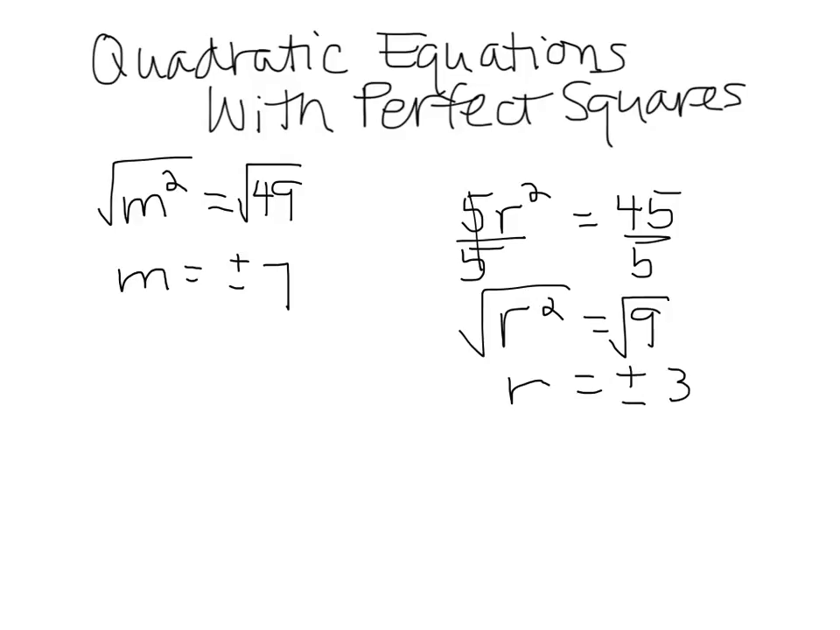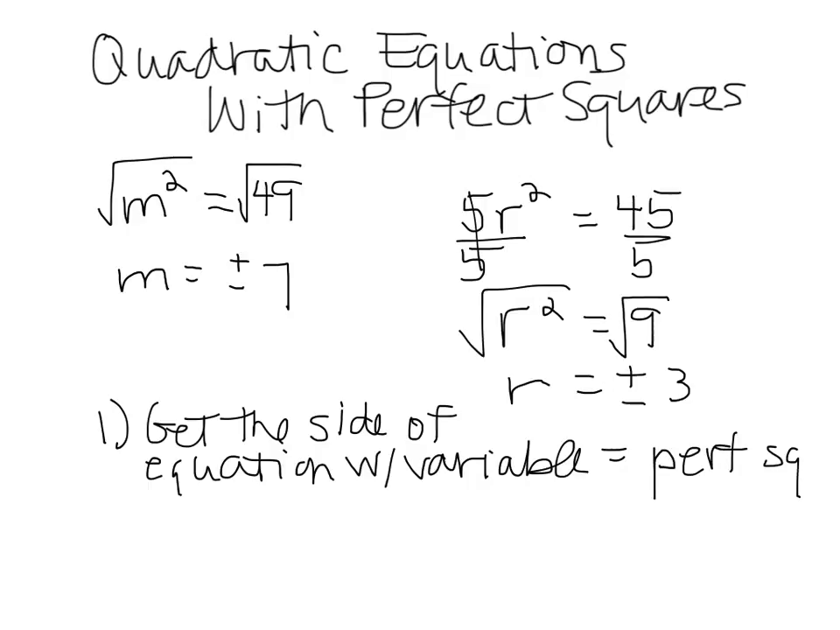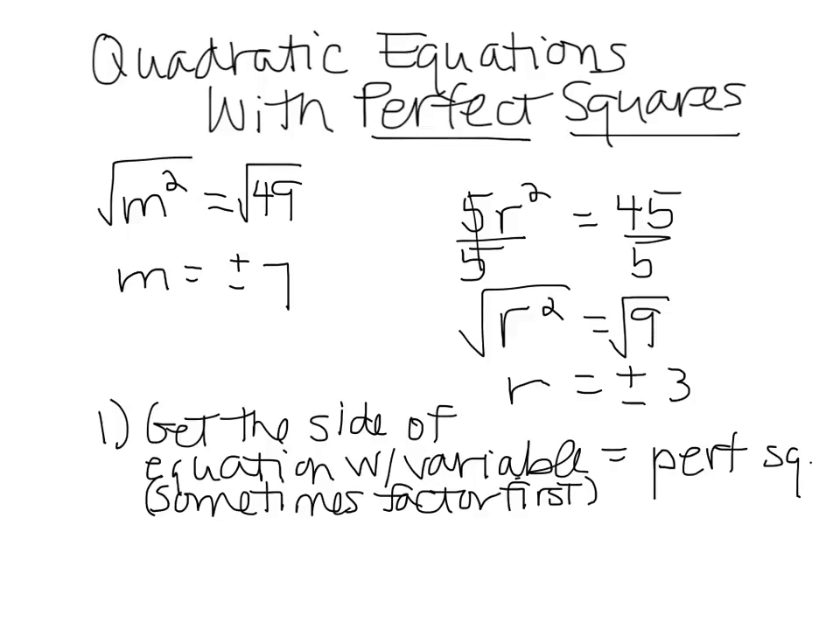The big idea here is that you want to get the side of the equation with a variable to equal a perfect square. And sometimes this means we're going to have to factor first. And this only works because we're talking about quadratic equations with perfect squares. And then second, we're going to root both sides and solve.